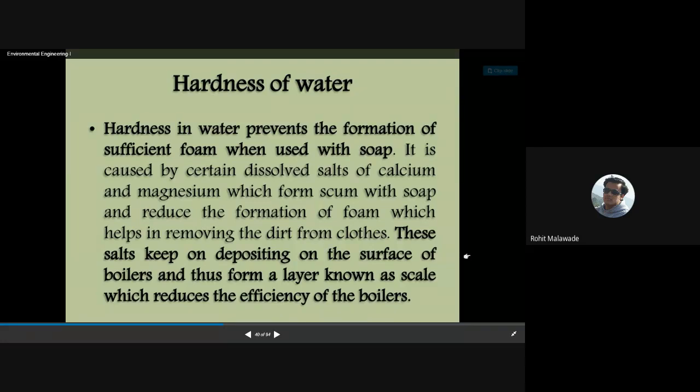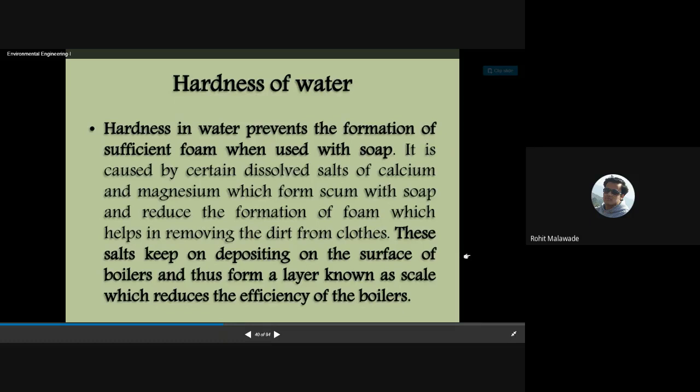What I was telling is, when soap is mixed with water, if it is not forming much lather, then it is hard water. And if it is giving you the required amount of foam, then it is called soft water. If it is not forming foam, then it is hard water. If it is forming a sufficient amount of foam, then it is soft water. Now this is in layman's terms.